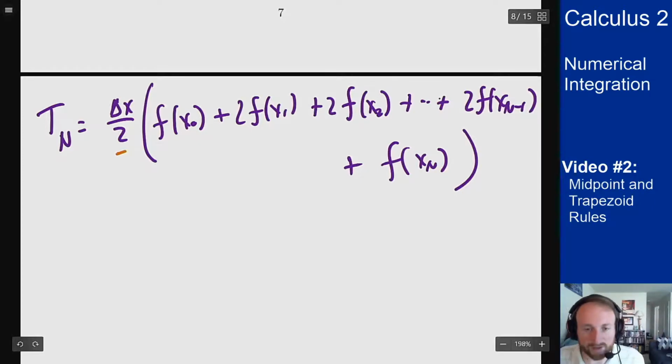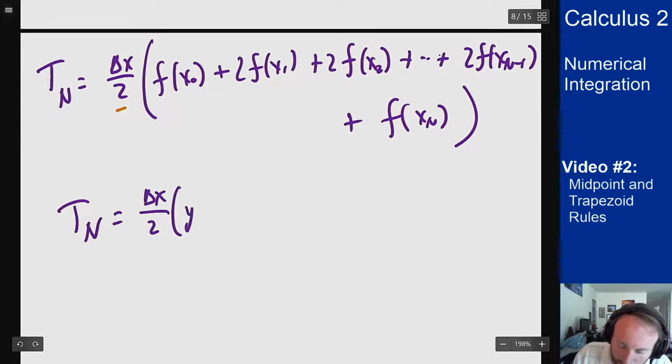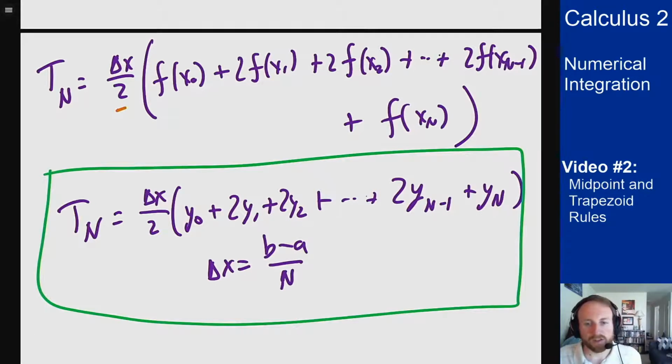And if you want to write this to match what the book has, they just call these f guys the y points, which are the y coordinates of each point. So you can write T n as delta x over 2, y0 plus 2y1 plus 2y2 plus ... plus 2y n minus 1 plus yn. And again here, delta x is b minus a over n. So there's the formula for trapezoid rule as well. It is slightly more complicated because of these extra 2's that show up, but it doesn't require us to find midpoints. That's the trade-off there.